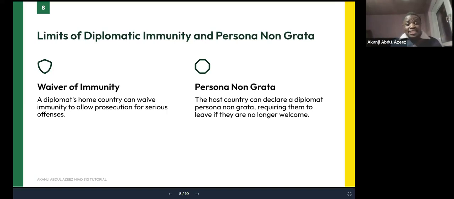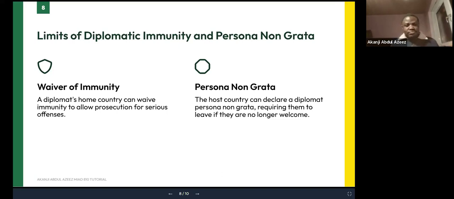Understand? That means the diplomat's home country is the one that can remove that immunity so as to allow prosecution for serious offenses. That's number one. But if your country did not remove the immunity, there is another one, which is persona non grata. Persona non grata means that the host country can declare a diplomat persona non grata.